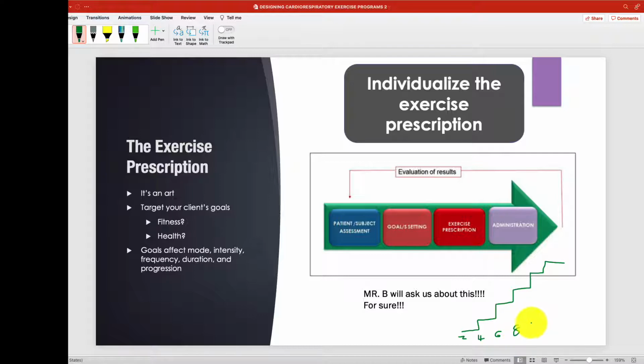2, 4, 6, 8. That's getting pretty good, guys. 10. I might be ambidextrous pretty soon here.